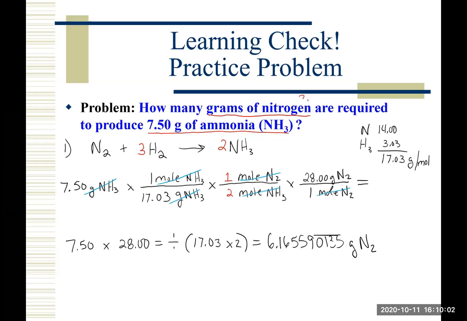And now I can look at my significant figures. The only data value I have is this 7.50 grams of NH3 that I used, and there are 3 significant figures in that value. So 3 significant figures in my answer puts me here at the 6. I evaluate the next digit over. It's 5 or greater, so I have to increase the last retained digit by 1, giving me 6.17 grams of N2 for my final answer.